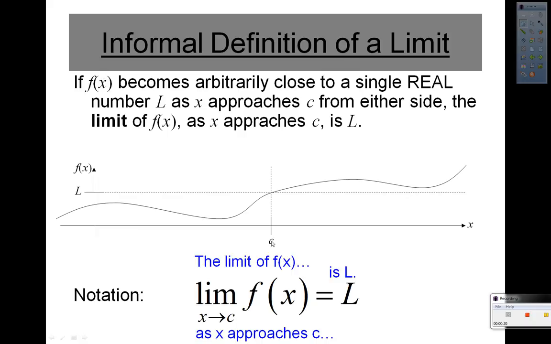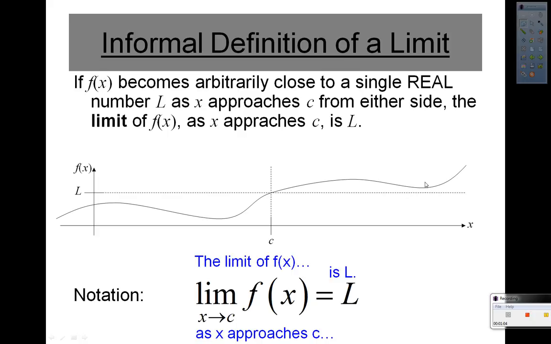So let's say there's c right here. If you approach it from either side, if from the left-hand side and the right-hand side it's approaching the same singular real number, then the limit of f of x as x approaches c is L. Notation-wise, we write that like this. The limit of f of x is L. The limit, LIM, as x approaches c of f of x is L.